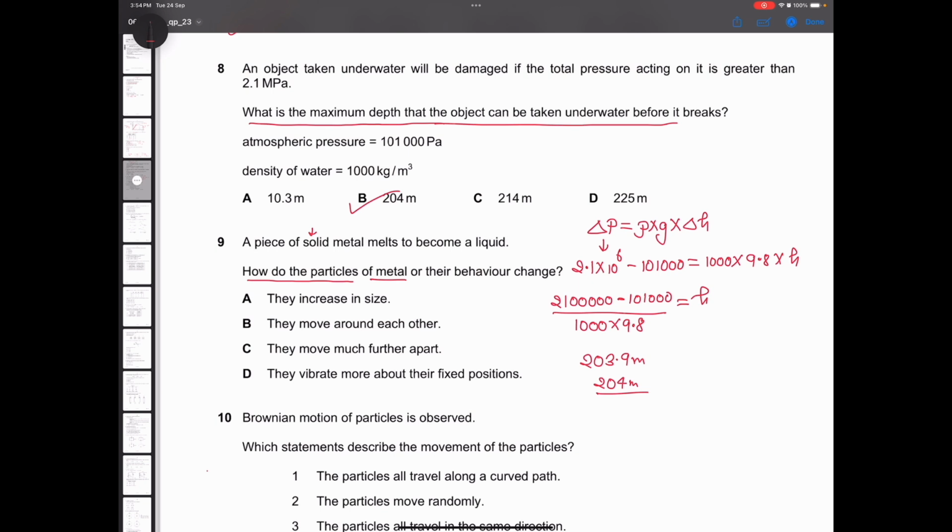So they increase in size? No. They move around each other? This statement is correct. They move much further apart? This happens in gases. And they vibrate more about fixed position? No. The vibration mainly happens in solids. So the correct answer will be option number B.